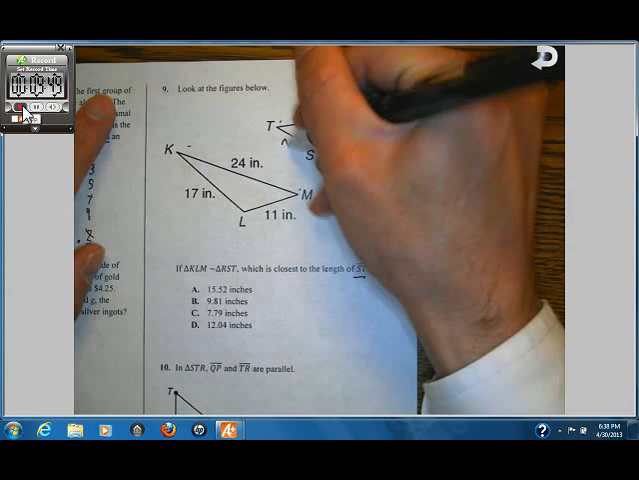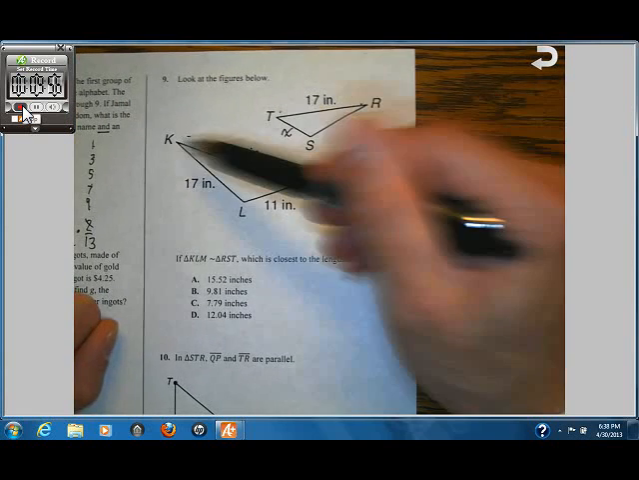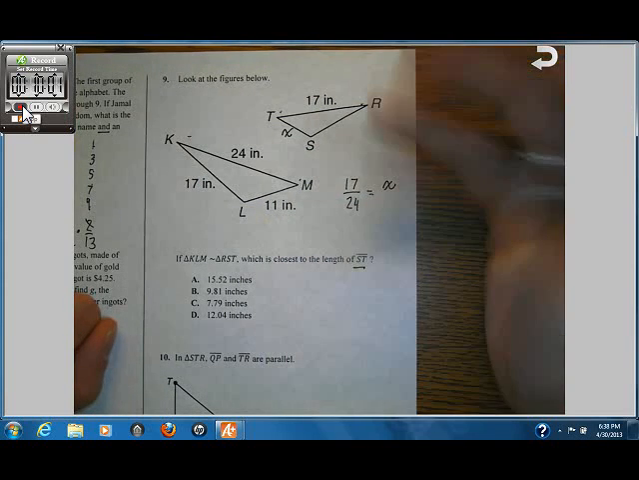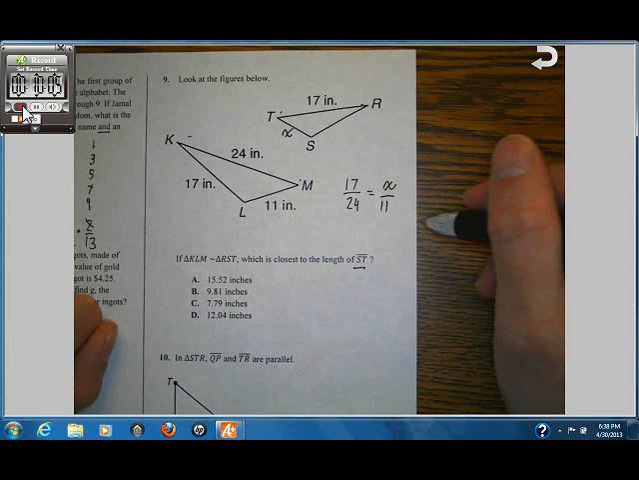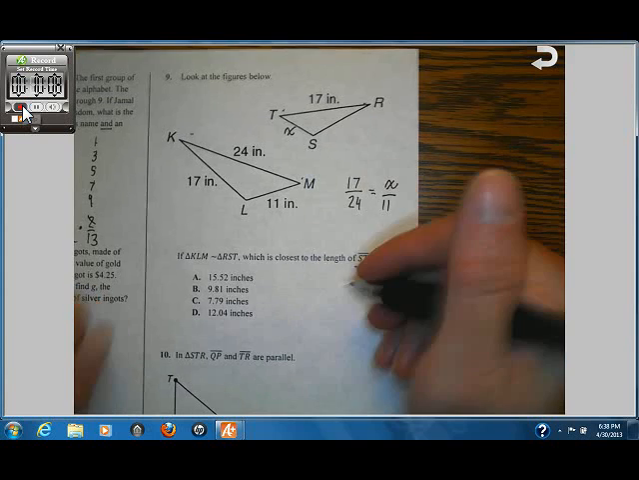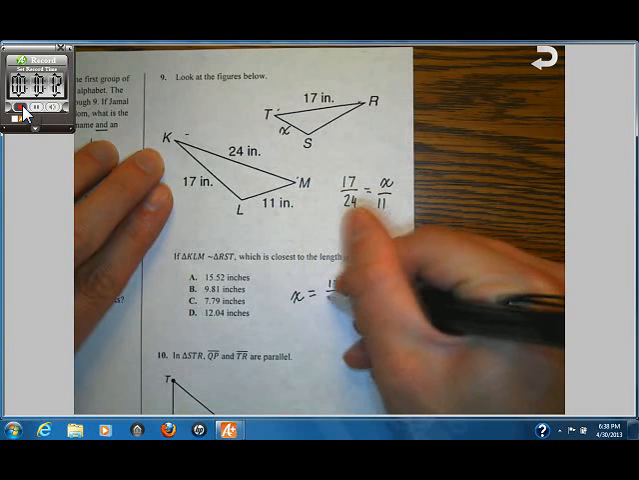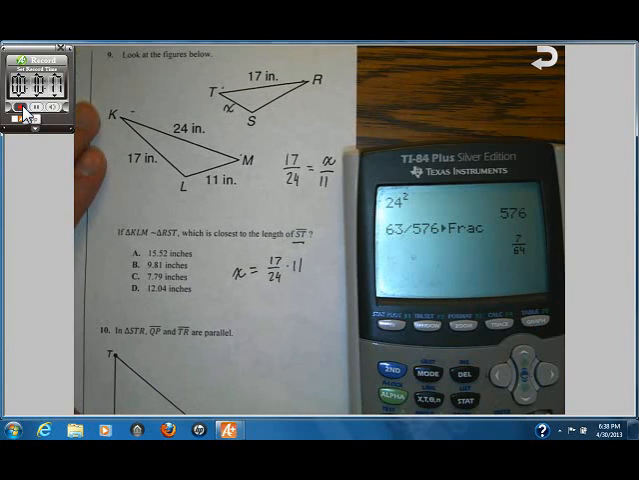The thing is, you have to figure out, what does ST correspond to? Does it correspond to KL or LM? In this case, it corresponds to LM. So we have x over 11. Now to solve for x, we're just going to multiply both sides by 11. So really we have that x is 17 over 24 times 11, and we use our calculator to evaluate. 17 divided by 24 times 11 is 7.79, and so our correct response was C.